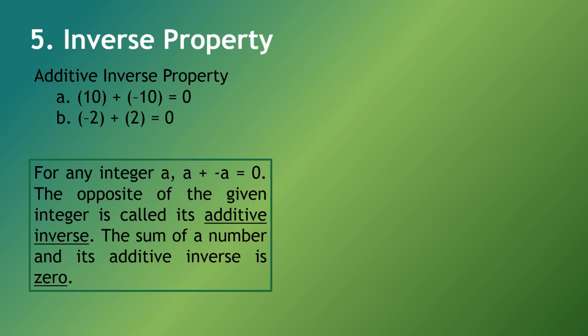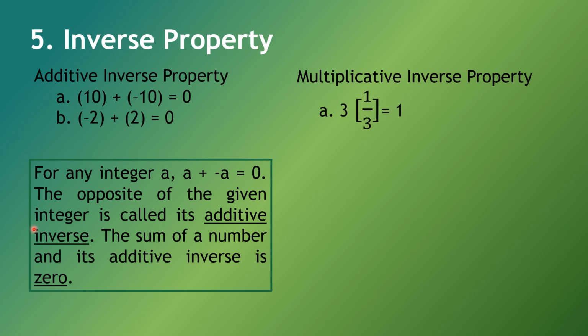Kapag ang isang number o ang isang positive number ay inadd or pinlas sa negative number niya, ang sagot ay palaging 0. Halimbawa, 100 plus negative 100 is equal to 0. Next, multiplicative inverse property. So kung kanina ito ay additive or addition, dito naman ay multiplication. 3 times 1/3 is equal to 1. Negative 5 times negative 1/5 is equal to 1.